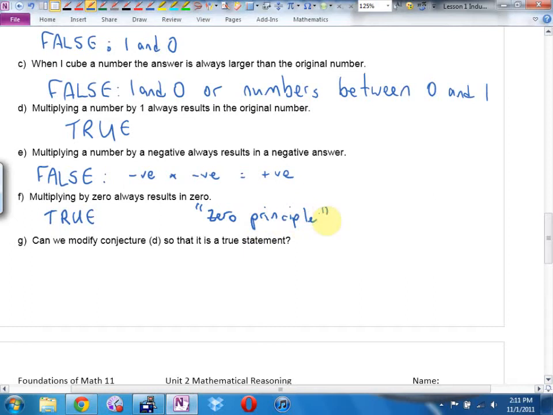We use it all the time to solve what are called quadratic equations, which we'll get to later this year. But basically, don't write this down. Preview of coming attractions. If I tell you that A times B equals zero, what can you tell me that one of these numbers had to have been? One of them had to be a zero. It's the zero principle. It says, look, I don't know what this one is, but this one was a zero. Or if this one wasn't a zero, I know this one was a zero.